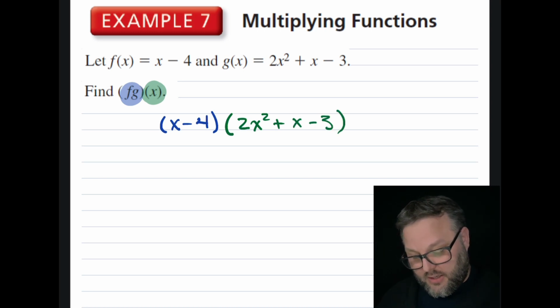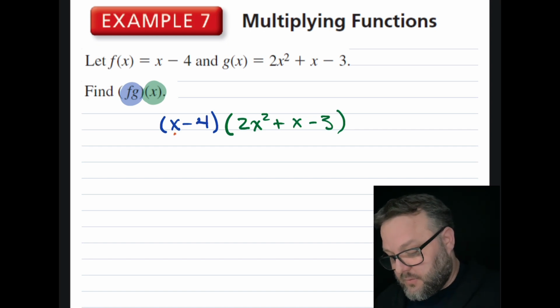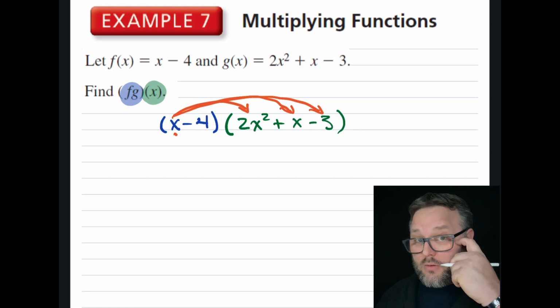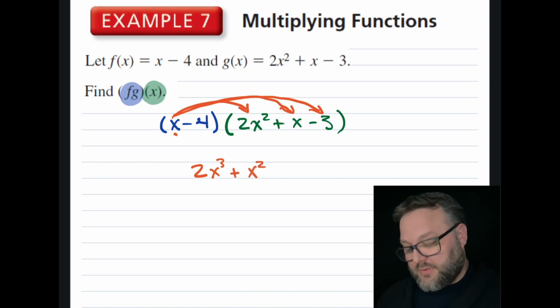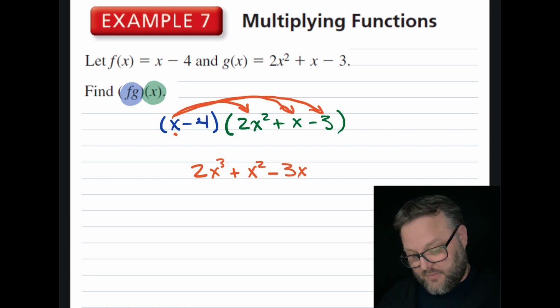So I'm going to go ahead and multiply these. I'm going to take my first term and multiply it by each term in the other group. So x times 2x squared becomes 2x cubed. X times x becomes x squared. X times negative 3 becomes negative 3x.